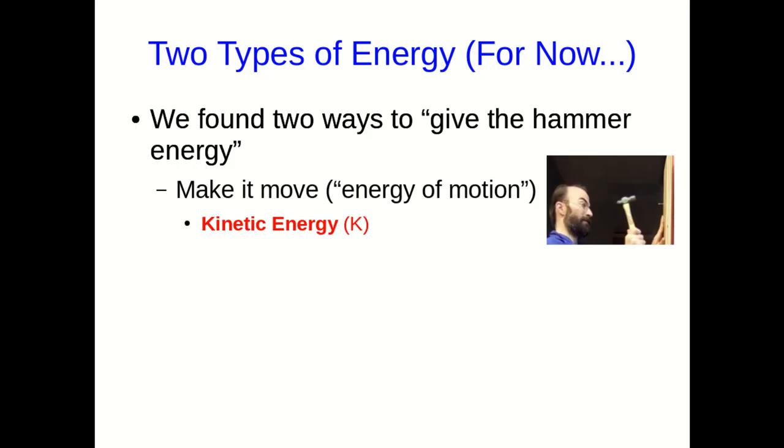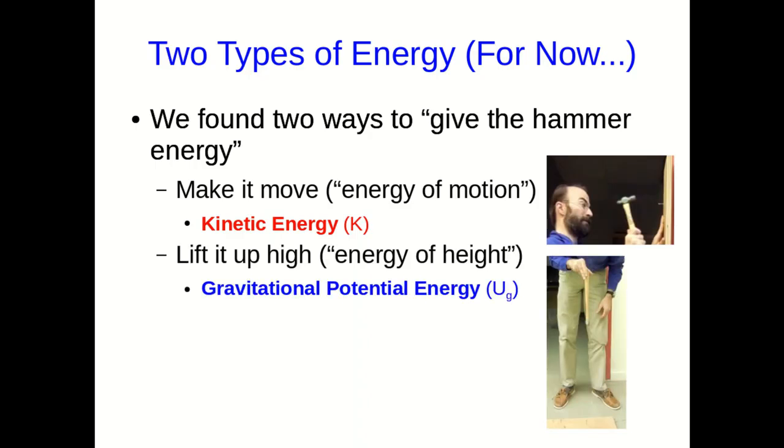We've encountered this word kinetic many times. It simply means to do with motion. So this is energy that things have because they are moving. But the other way we could give the hammer energy, give it the capacity to do work on the nail, was to lift it up higher than the nail. And so this is an energy of height. And we'll call this gravitational potential energy.